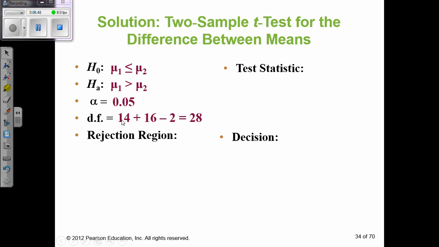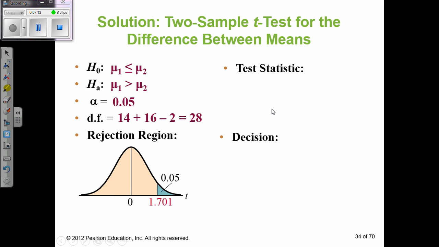Degrees of freedom is sample size 1 plus sample size 2 minus 2, which is 28. You use this degrees of freedom and Table 5 to determine the rejection region is everything greater than 1.701. This is a one-tail test, also known as a right tail test. So this 5% is all in the upper tail, and this denotes our rejection region.